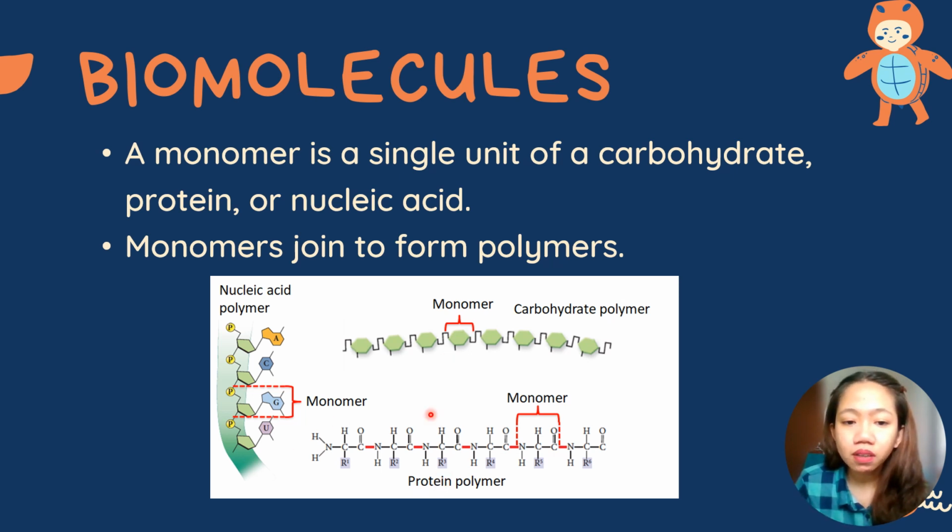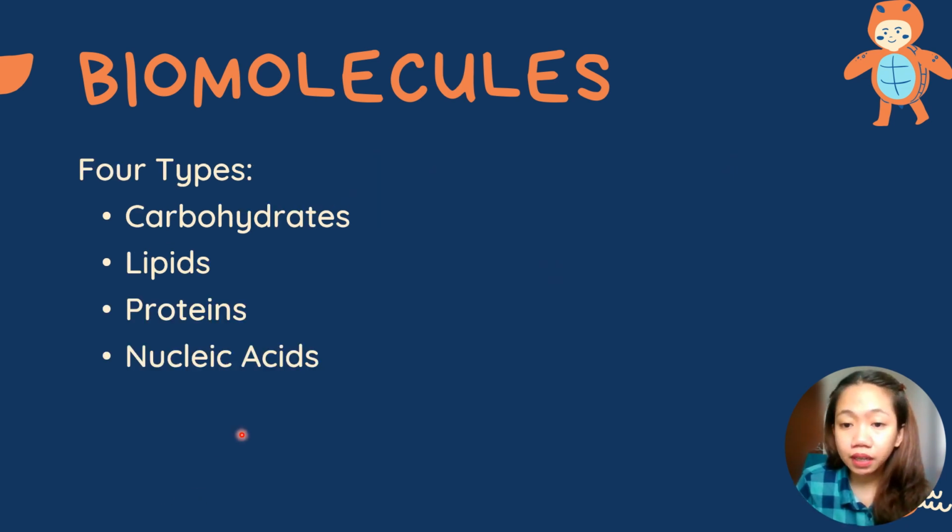Here we have a protein polymer. So each part or amino acid for proteins is considered a monomer. So two terms that you will be encountering: monomers and polymers. Now, there are four types of biomolecules. When we say four types of biomolecules, we mean that all living things on our planet are made up of only four types of biomolecules. There is no exception. All living things can be broken down into these four types of molecules, namely carbohydrates, lipids, proteins, and nucleic acids.